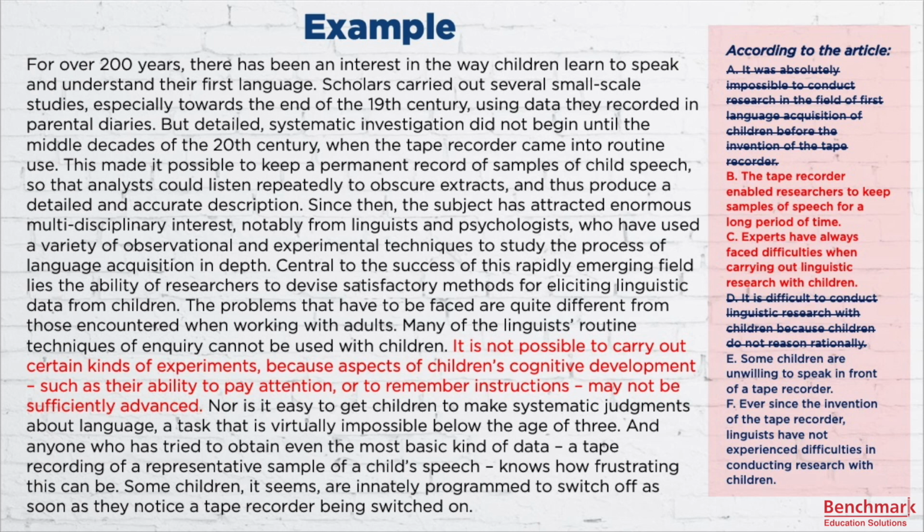The text says it is not possible to carry out certain kinds of experiments because aspects of children's cognitive development, such as their ability to pay attention or to remember instructions, may not be sufficiently advanced. It makes no mention of the fact that children do not reason rationally, but rather talks about their cognitive development. So I can eliminate option D because it contradicts the text.